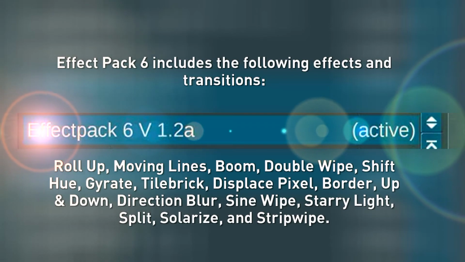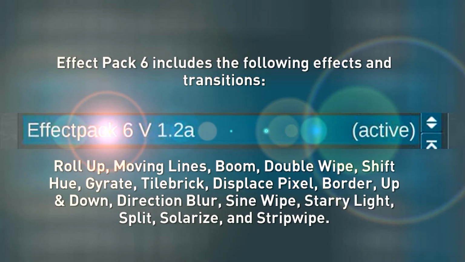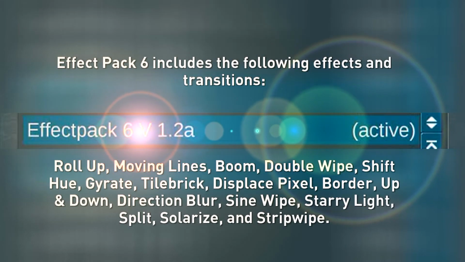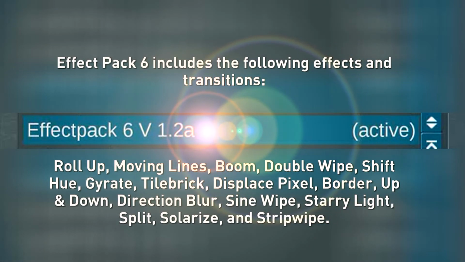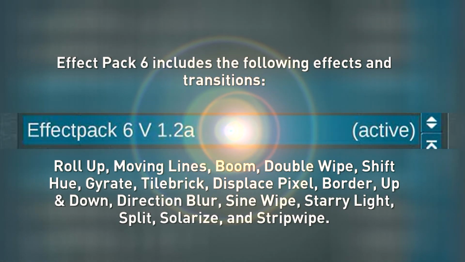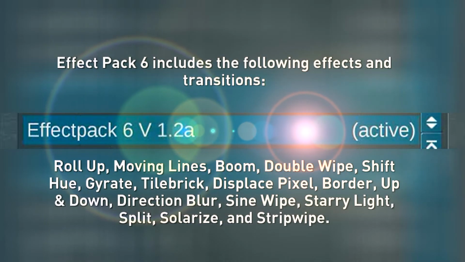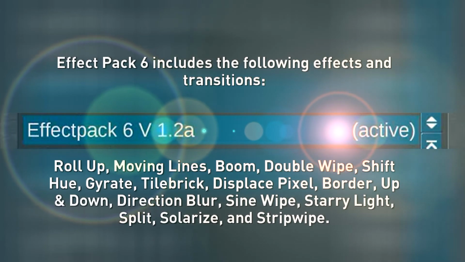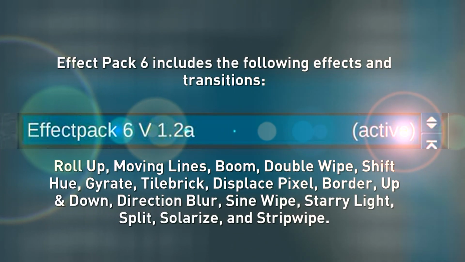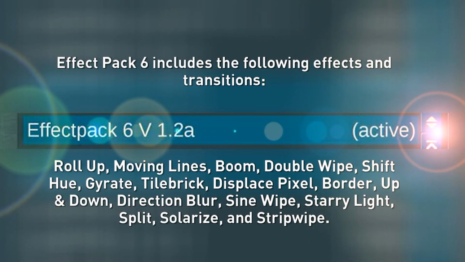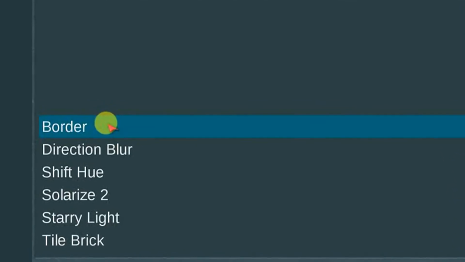Effect Pack 6 includes the following effects and transitions: roll up, moving lines, boom, double wipe, shift hue, gyrate, tile brick, displace pixel, border, up and down, direction blur, cine wipe, starry light, split, solarize, and strip wipe. In the image processing menu, the following effects are included.